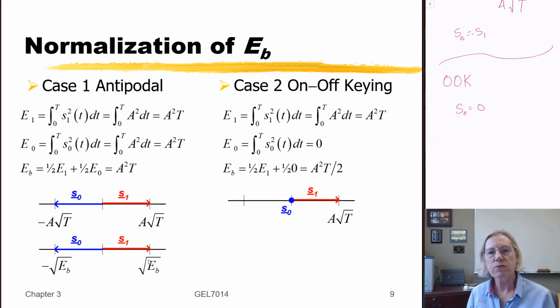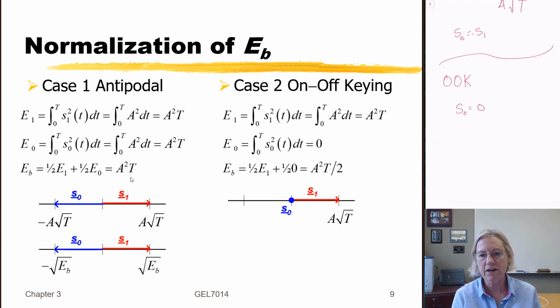So now let's see what happens when I look at on-off keying. When I look at on-off keying, first of all, the first symbol has the same energy as in the case of antipodal signaling, but the second one has 0 energy. So now the average energy per bit ends up being different in the on-off keying case than in the antipodal case. And in fact, in on-off keying, the average energy per bit is 1/2 of the example in antipodal. And I want them to be the same so that I compare them fairly.